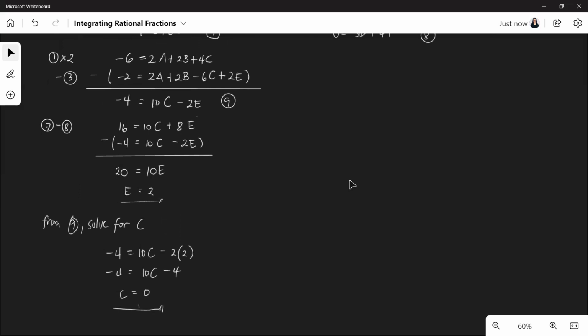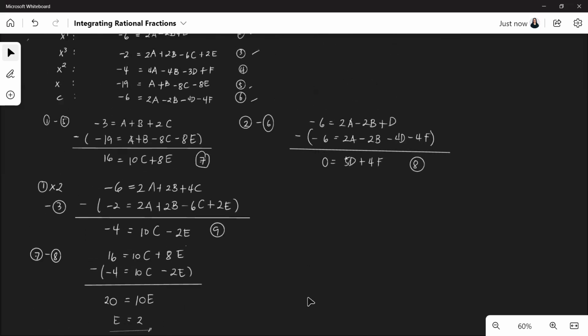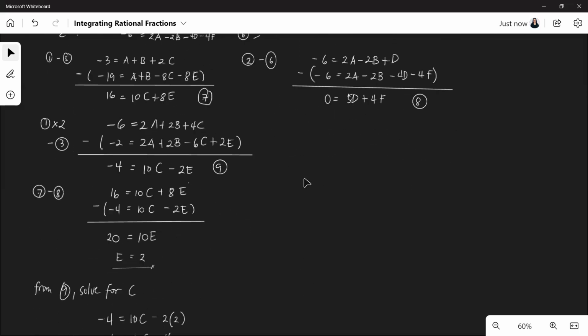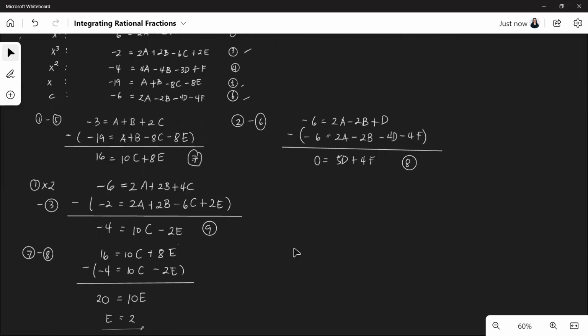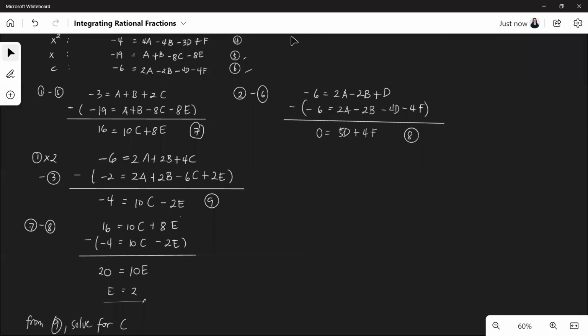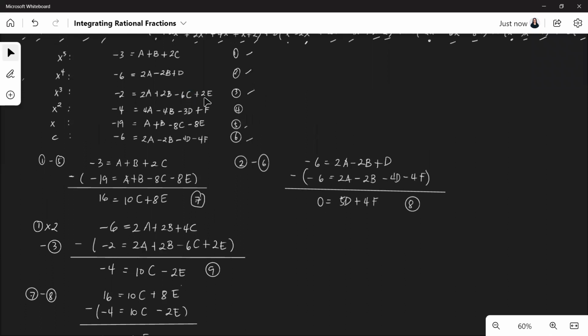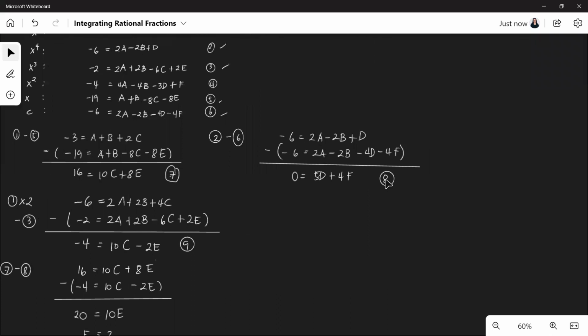All right, and then two constants down. So if C is 0 and E is 2, use equation 1 with C and E. All other terms contain A and B. So let's have this equation 8.